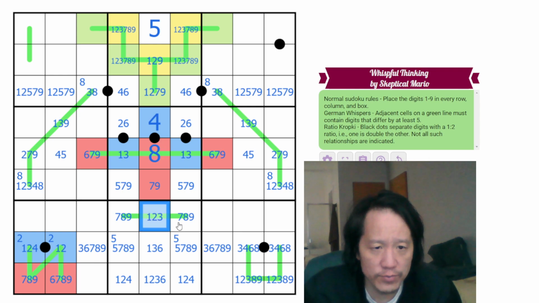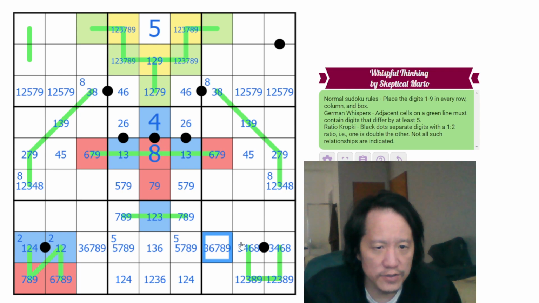This would have to be a 3. So it's 3, 8, 9. 1 of 8 or 9 would be here. This would be 5 and 7, 5 and 7. This would be 1. And we have 8 and 9, 8 and 9 here.